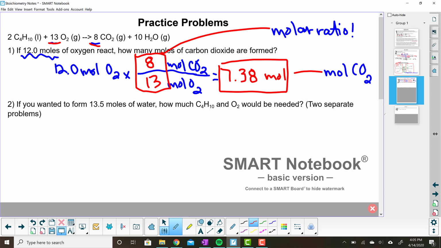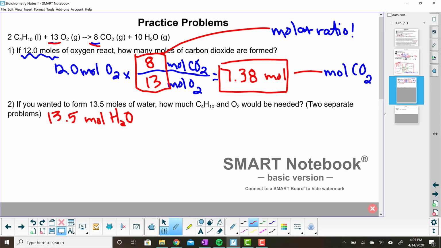Let's take it the other direction. What if I know not how much I'm starting with, but what if I want to make 13.5 moles of water? What if I want to make 5 grilled cheese sandwiches? If I want to make 5 grilled cheese sandwiches, I know that I need 5 pieces of cheese and 10 slices of bread. Well, let's do the same thing, but with chemistry. If I want to make 13.5 moles of water, how much of my initial ingredients will I need?